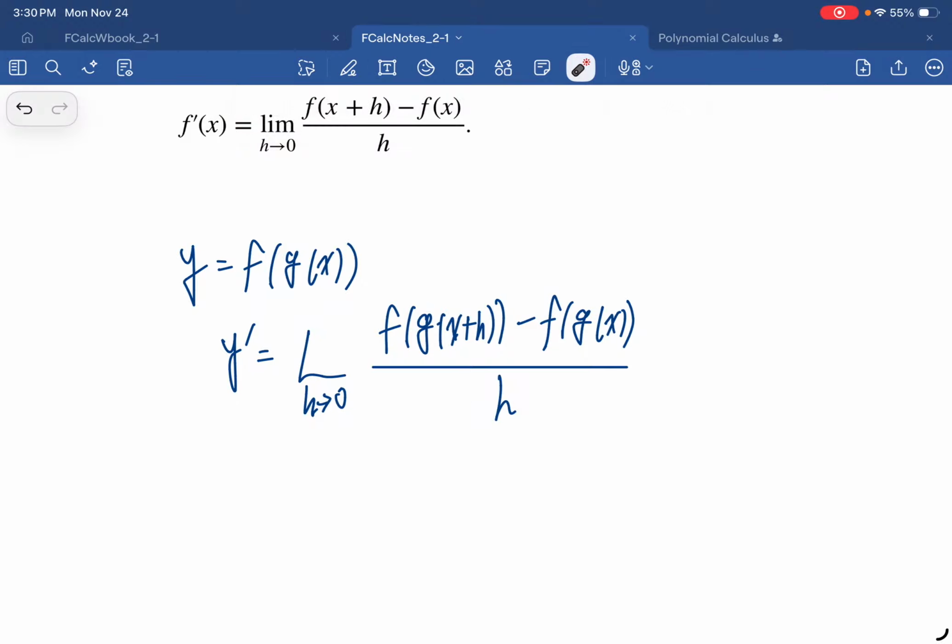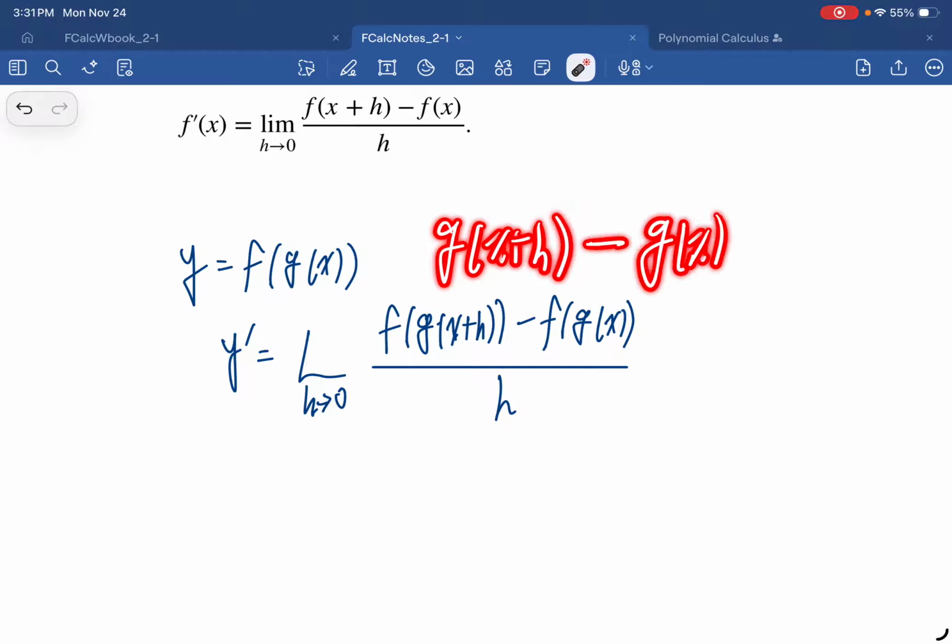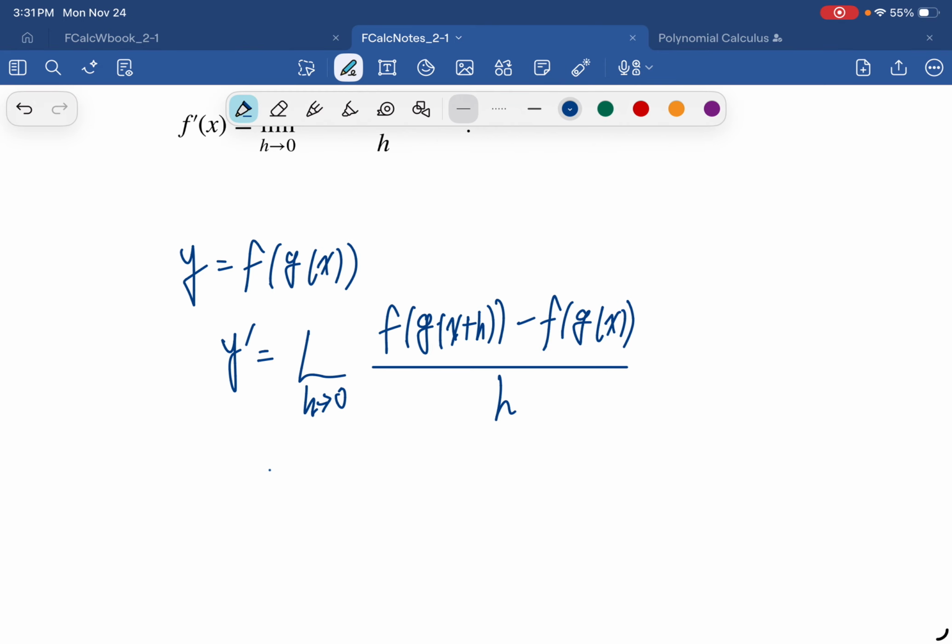Now notice in all the limit problems that we've been doing, we need to match the denominator with whatever is being put into the larger function here, right? So if we look at the outer function, the thing that's going into the outer function is g of x plus h and g of x. So that should be matched in the denominator. So what should be in the denominator if we want to make an expression for f prime of x is this, right? We should have this in the denominator.